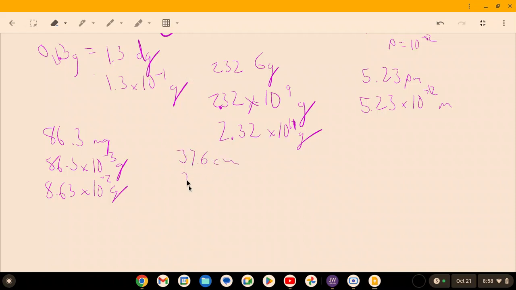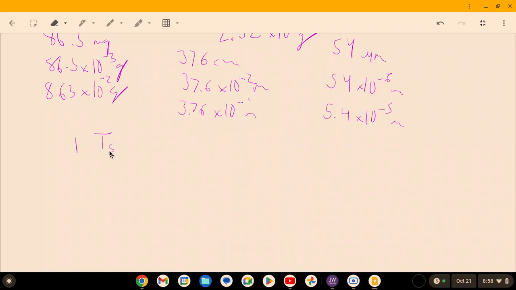37.6 centimeters, 37.6 times 10 to the negative 2 meters over 1, 3.76 times 10 to the negative 1 meters. 54 micrometers. 54 times 10 to the negative 6 meters. 5.4 times 10 to the negative 5 meters.